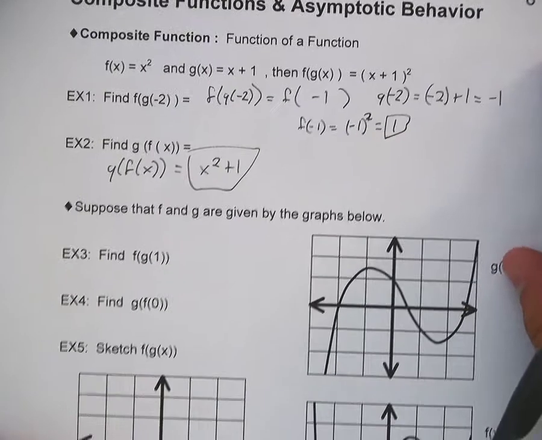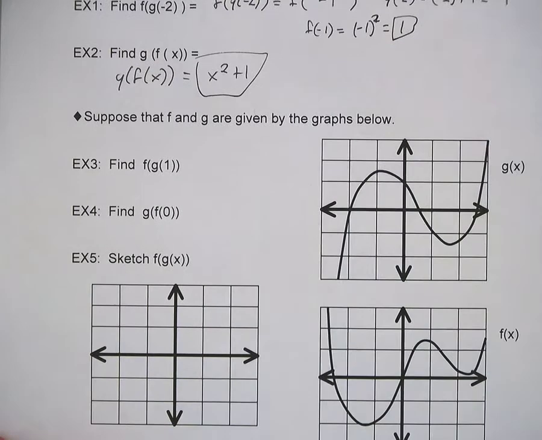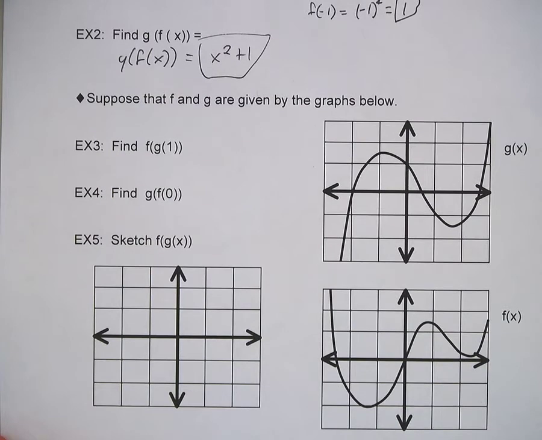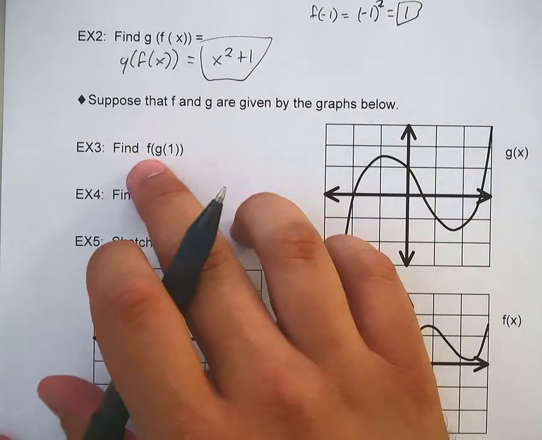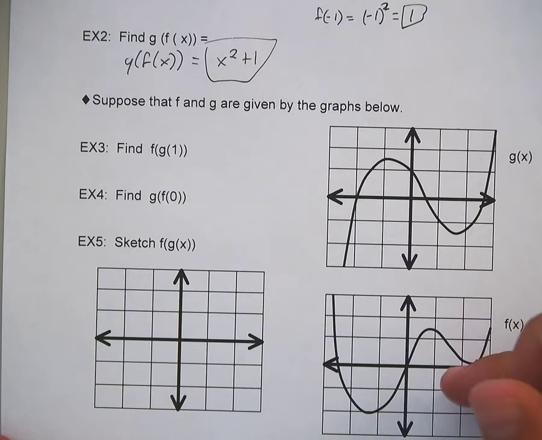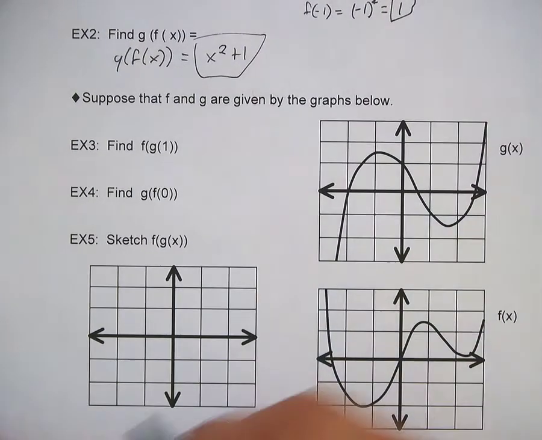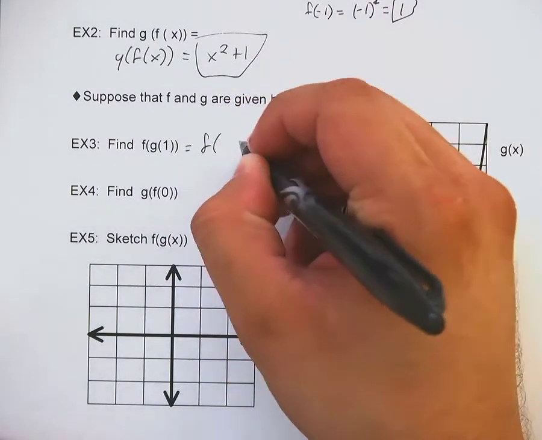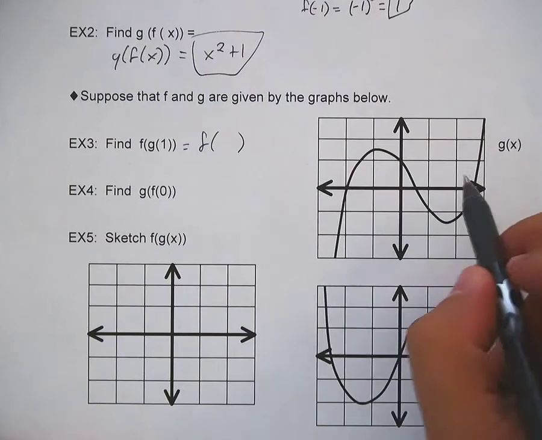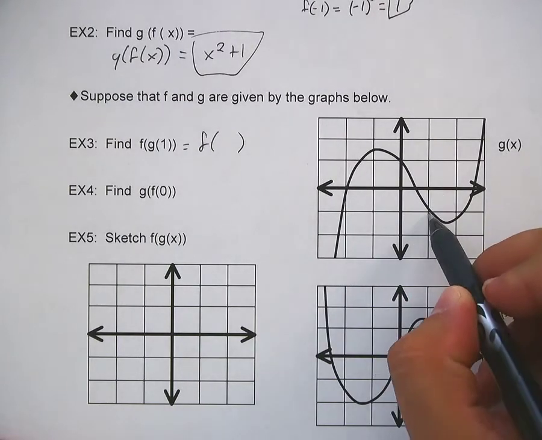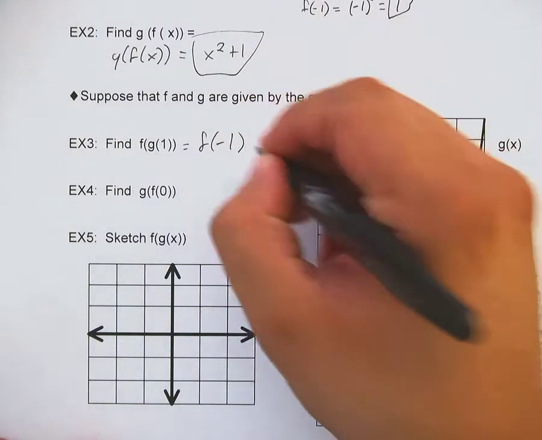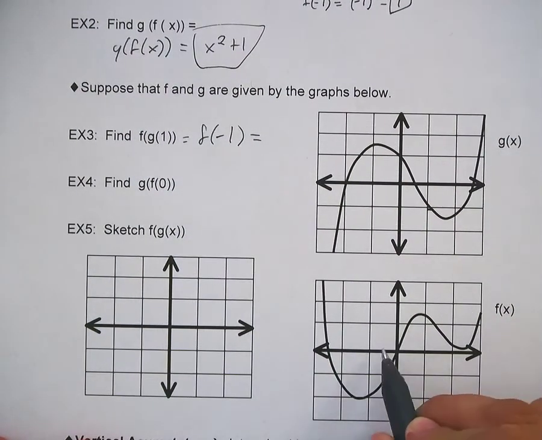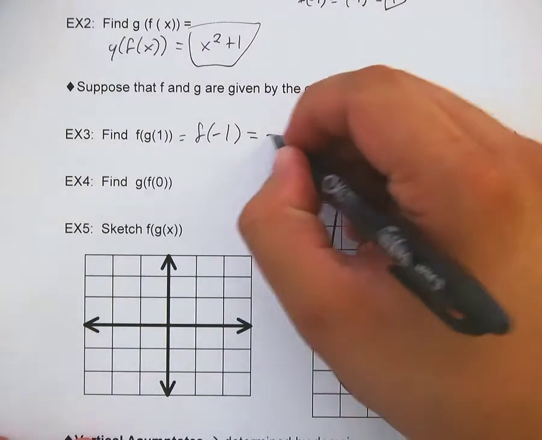Okay? Now, suppose that f and g are given on graphs. Here we have some graphs, right? And for those graphs, we have to find f of g of 1. Here's f of x, here's g of x. Well, first thing you need to do is figure out what g of 1 is. So go to 1, find g, it's negative 1. Go to negative 1 on x and find f. Negative 1, f, negative 2.